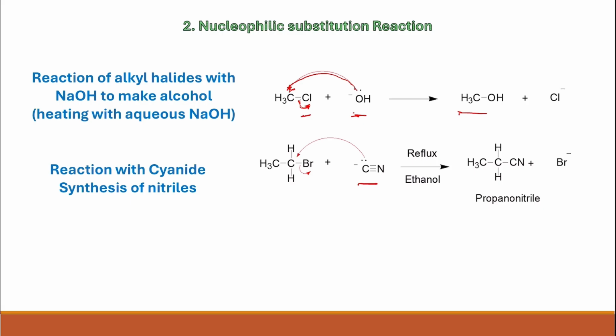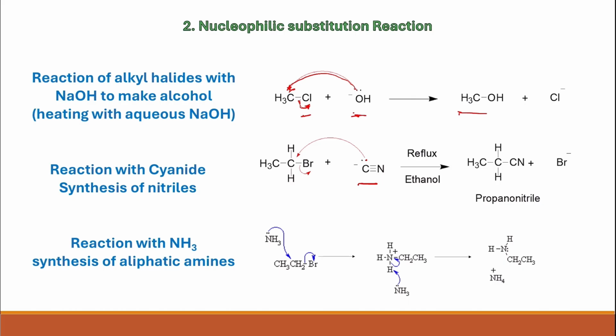The third one is the reaction with ammonia, which is the synthesis of aliphatic amines. So you start off with ammonia as your nucleophile. This is not charged now, so it attacks the electrophilic carbon with the bond breaking between the carbon and bromide. Now we make an intermediate with a nitrogen having four bonds and a positive charge, and then another molecule of ammonia will act as a base to take one hydrogen atom from here as a proton, and the electrons move towards the nitrogen to get the neutral compound, which is the primary amine.